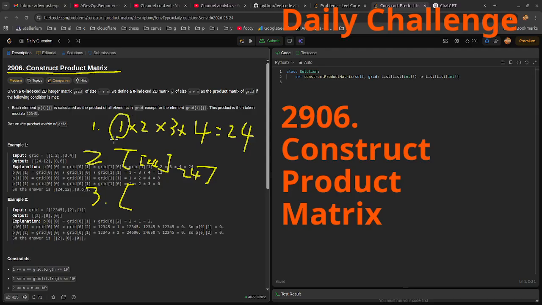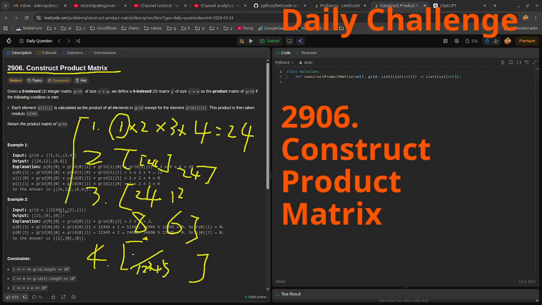by the corresponding element, say 24 divided by 1, 24 divided by 2, 24 divided by 3, and 24 divided by 4. Then the fourth step, we just divide the number by 1, 2, 3, 4, 5. Those are all four steps to solve this problem.